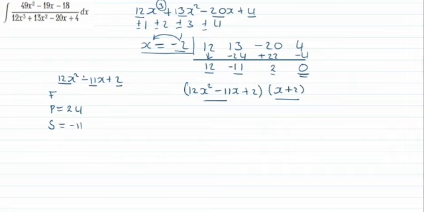Then for the factors, we are going to look for two numbers such that when you multiply them, you get 24. Then when you add them, you get negative 11. And those numbers are negative 3 and negative 8. Negative 3 multiplied by negative 8, we get positive 24. Negative 3 minus 8, we get negative 11. Meaning that our simplified version is going to be 12x^2 - 3x - 8x + 2.